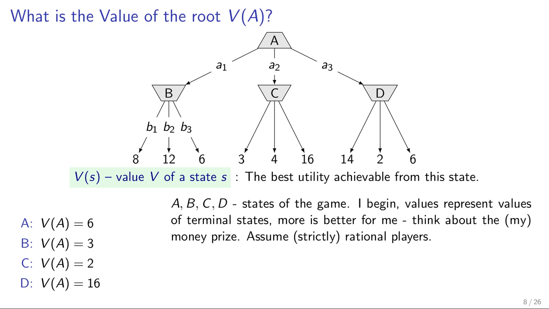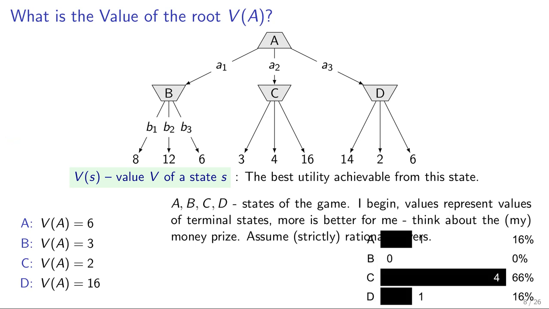Okay, so let's publish the results. Most of you think that the correct answer is C, which is V(A) equal to 2. So why would that be the case? I assume you picked the 2 from here. Now the question is, why would that be?